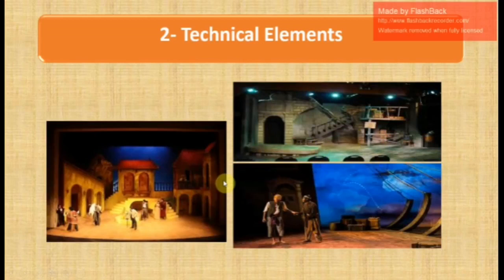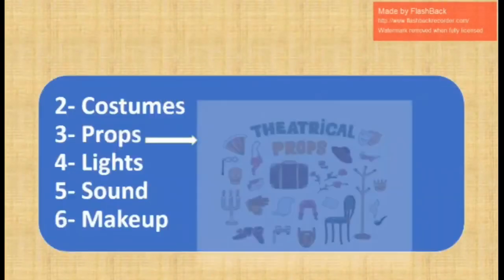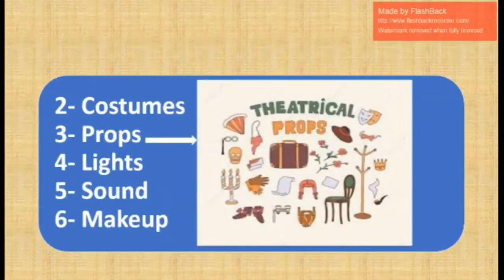We have here different pictures or images of different sceneries or sets. Number three, the props or properties. The props are any portable or movable objects or items that appear on the stage or are used by an actor to help enhance the dramatic performance, such as a telephone, a book, a weapon, a chair, a crown, a mask, whatever.